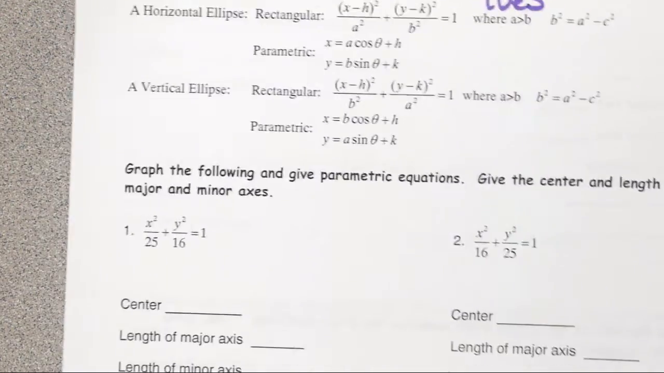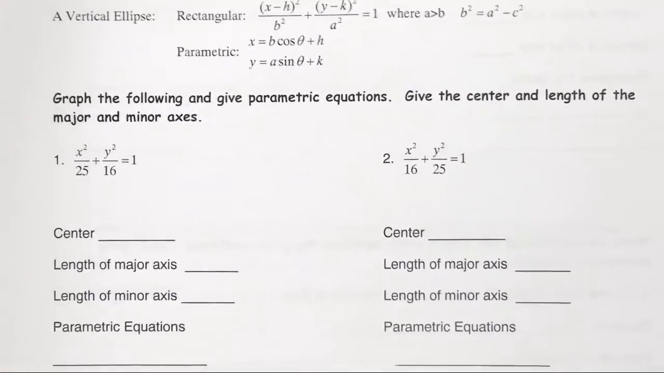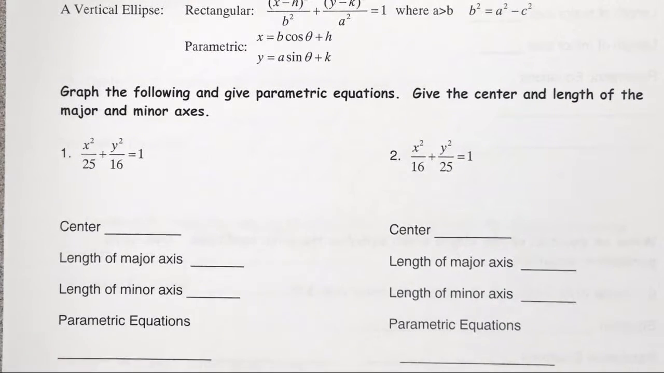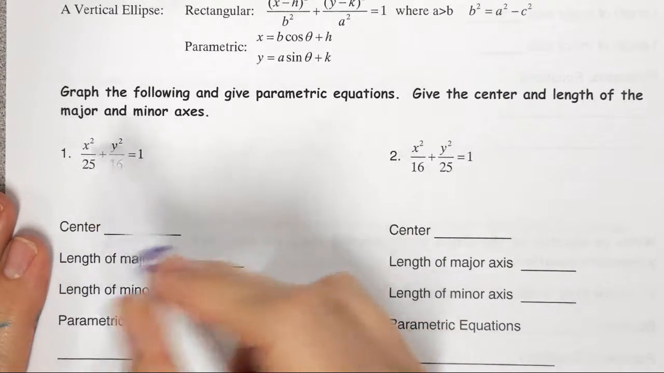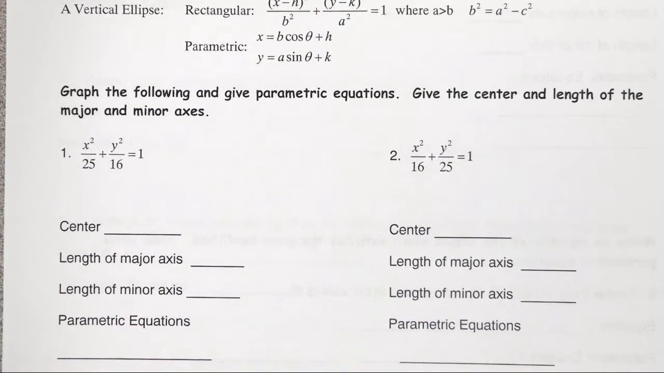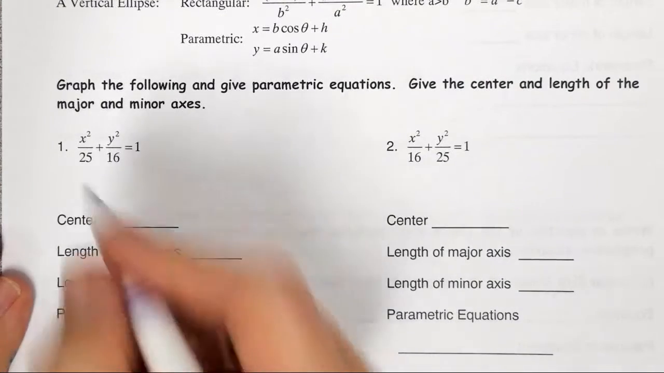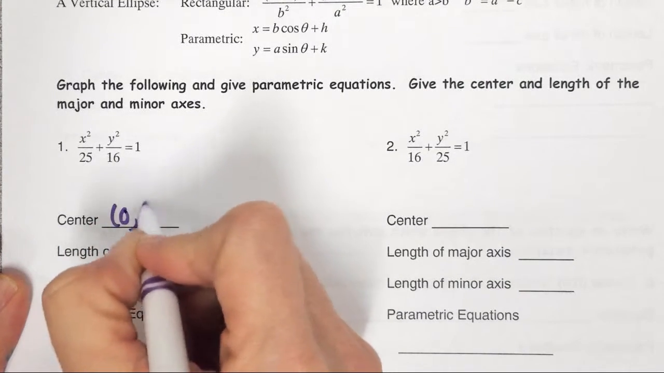Right, so we're going to start with number 1. On number 1, they asked me to do a couple things. They asked me to graph it, to give the parametric equations, and to list the center and the length of the major and minor axis. We're going to graph in the calculator, which means you get to just sketch a picture. First things first, no parentheses. So what can you tell me the center is going to be? 0, 0, easy peasy. That part's done.